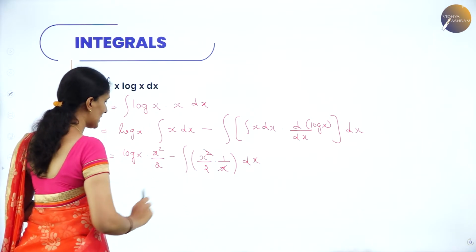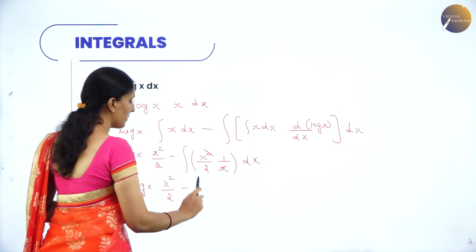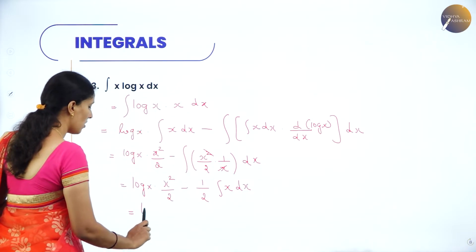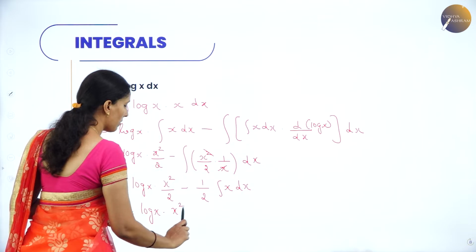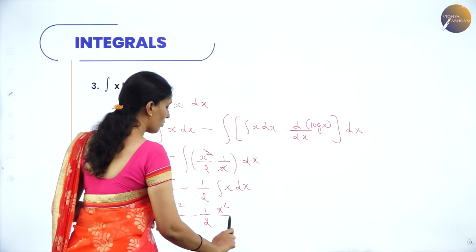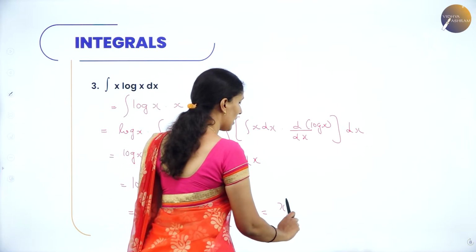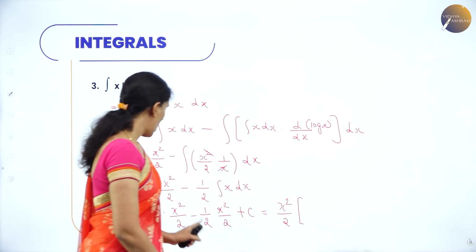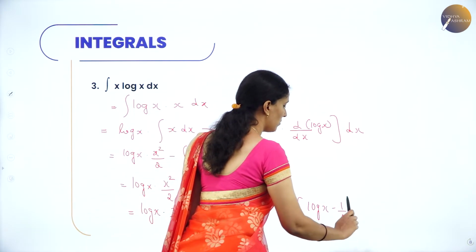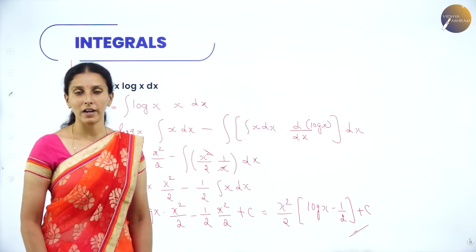So x cancels. We have log x into x square by 2 minus, let me take half outside, you have integration of x into dx. So again log x into x square by 2 minus 1 by 2. What is the integral of x dx? Again it is x square by 2 plus c. If you take x square by 2 outside, we have log x minus 1 by 2 plus c. You can also write it in the form of x square into 2 log x minus 1, divided by 2.